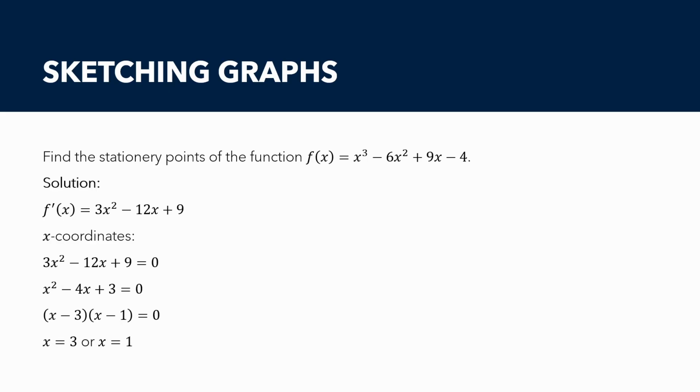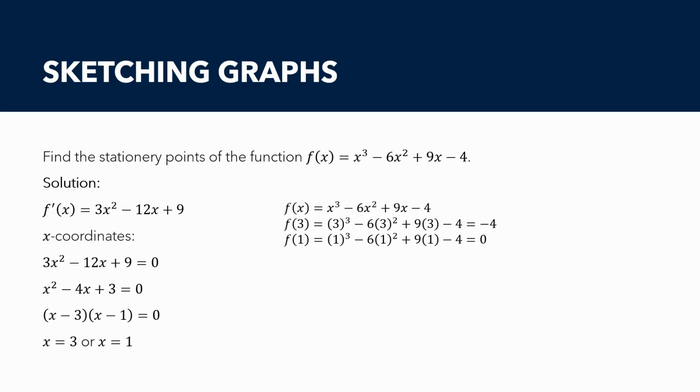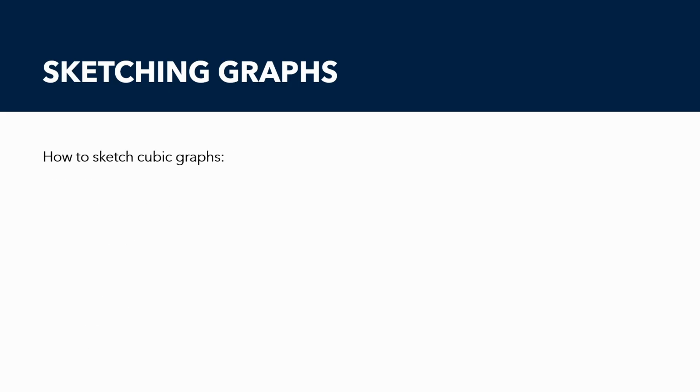Now that I have my x coordinates, I need to substitute them back into my original equation to get the y values. That means that f of 3 equals 3 cubed minus 6 times 3 squared plus 9 multiplied by 3 minus 4, and that will give me a y value of negative 4. And f of 1 equals 1 cubed minus 6 times 1 squared plus 9 multiplied by 1 minus 4, and that will give me a y value of 0. Hence, the coordinates of my stationary points will be (3, negative 4) and (1, 0). Let's move on to sketching cubic graphs.